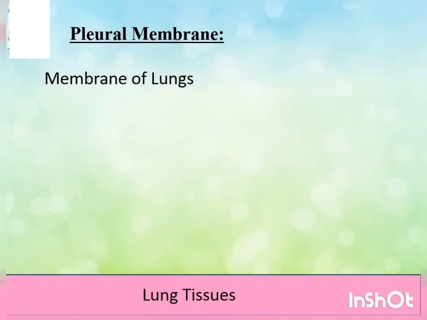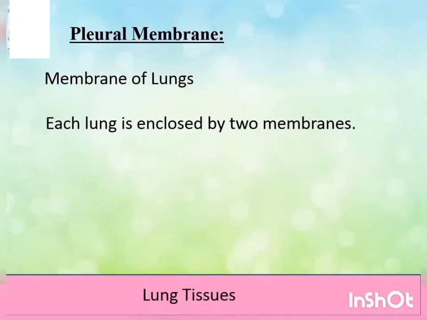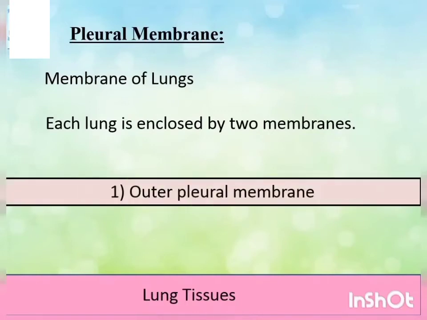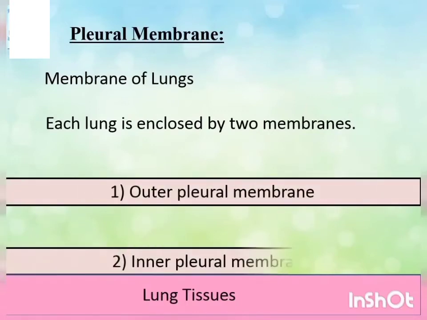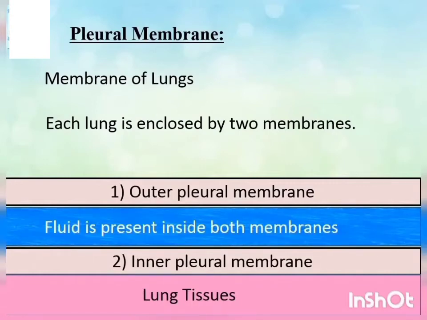Okay, there are membranes of the lungs, and these are called the pleural membranes. Each lung is enclosed by two membranes, the outer pleural membrane and the inner pleural membrane. And a fluid is present inside both of these membranes. Now look at, these are the lung tissues. It's the inner pleural membrane and then the outer pleural membrane, and the fluid is present inside both of these membranes.